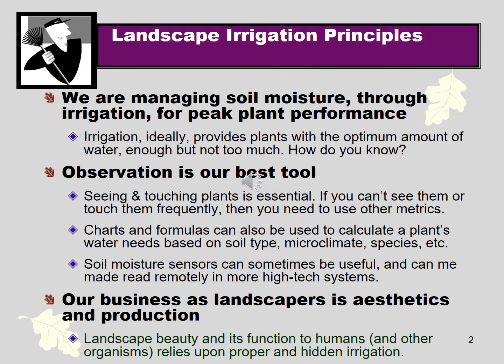system. So, as mentioned previously in lectures, we are trying to maximize the performance of our plants by providing them with all the things that they need in our landscape. As far as irrigation goes, we're managing soil moisture and the moisture inside the plant too, so the plants do what we want them to. You can call that peak plant performance if you want, but it provides the plants with the optimum amount of water, not too much and not too little.